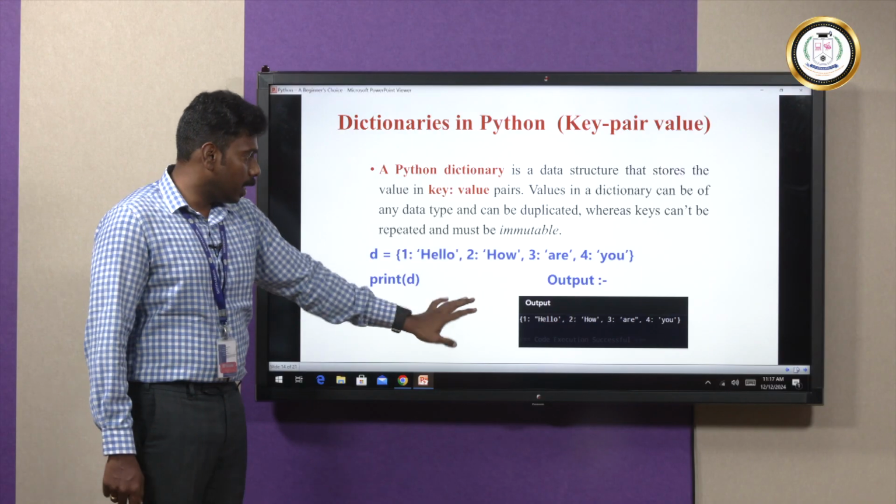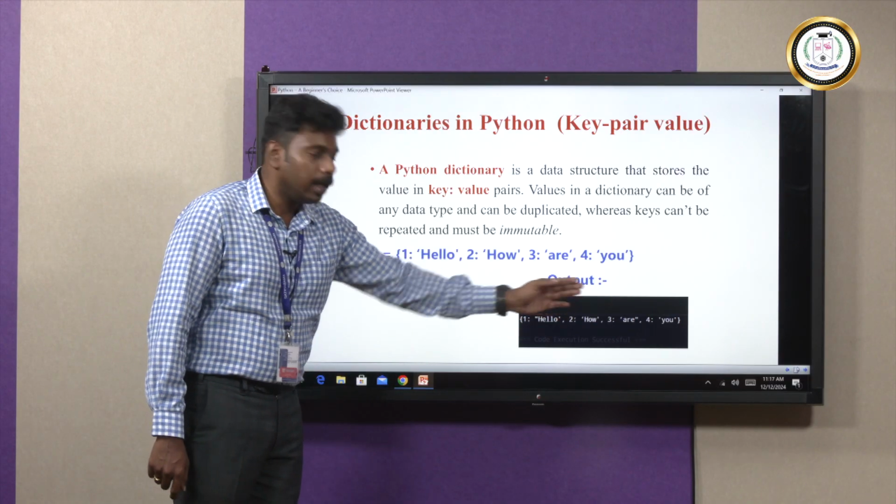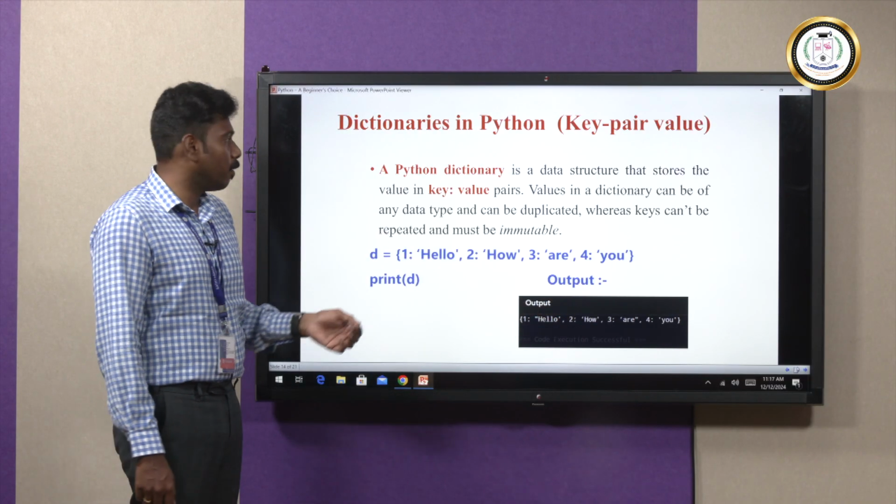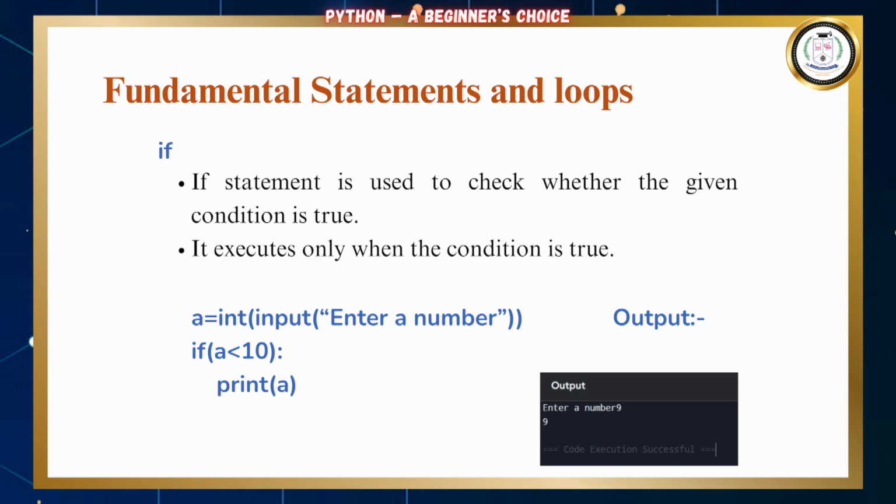So I am printing and seeing it, it displays me all the key and value. So it is a key pair value. So let's see some of the fundamental statements and loops.